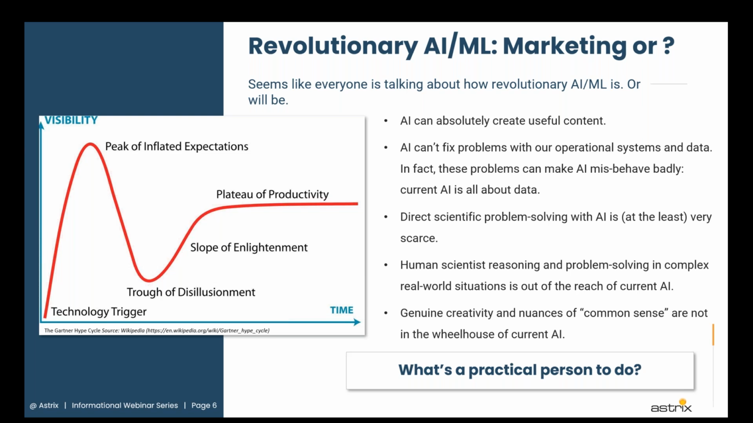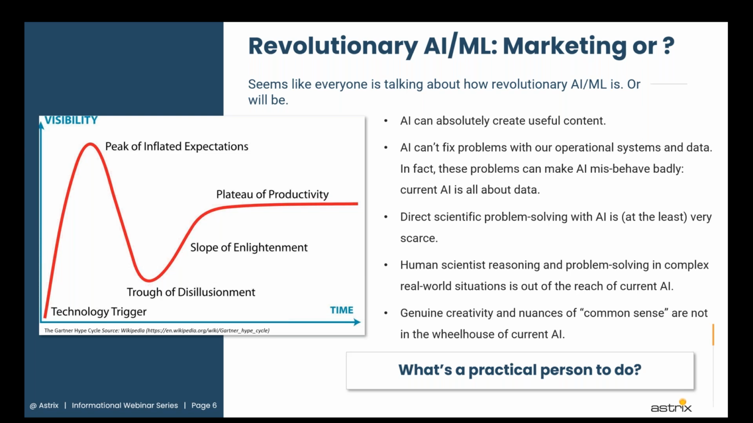Direct scientific problem solving. By direct here, I really mean asking the system a question for a direct answer. Give me the best modification to this small molecule to limit cytotoxicity. Asking any kind of AI/ML algorithm those kinds of questions, I'm not saying you won't get an answer, but a direct solution to those types of scientific questions in the domains that we deal with is at the least very scarce.